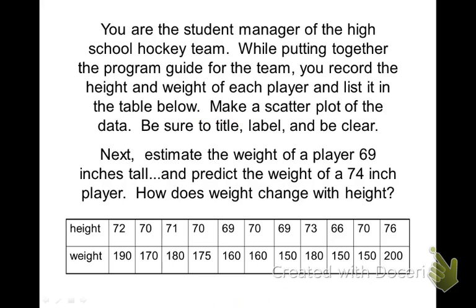So in this problem, basically, we have a hockey team, and the coach asks you, okay, based on the general heights and weights of our hockey players, if we wanted to estimate the weight of a player who is 69 inches tall and estimate the weight of a player that's 74 inches tall, about what would that be?